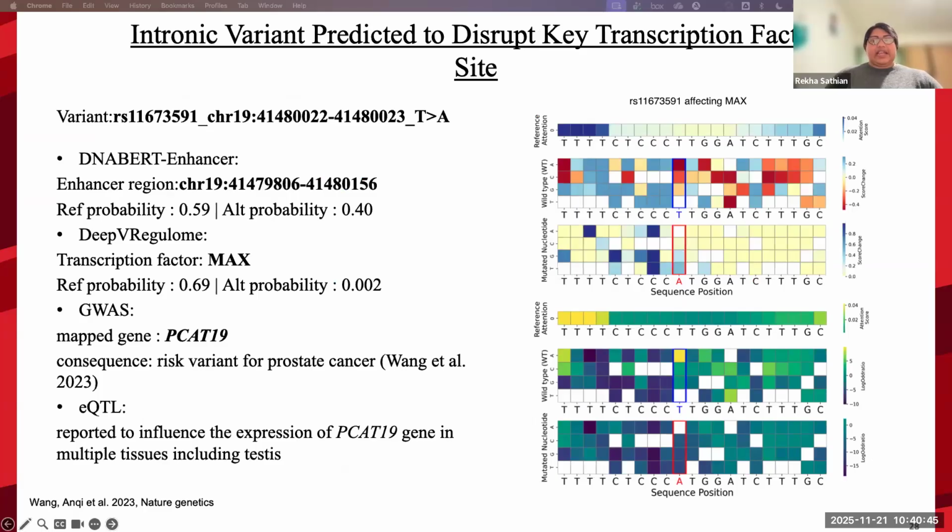Highlighted here is the ISM plot of an intronic variant in chromosome 19, which causes a loss of function in the enhancer region and disrupts the transcription factor binding site of the MAX protein. On querying GWAS, the variant is mapped to PCAT19, a gene, and this variant is identified as a risk variant in prostate cancer. In eQTL analysis, the same variant is reported to influence the expression of the PCAT19 gene in multiple tissues, including the testes.